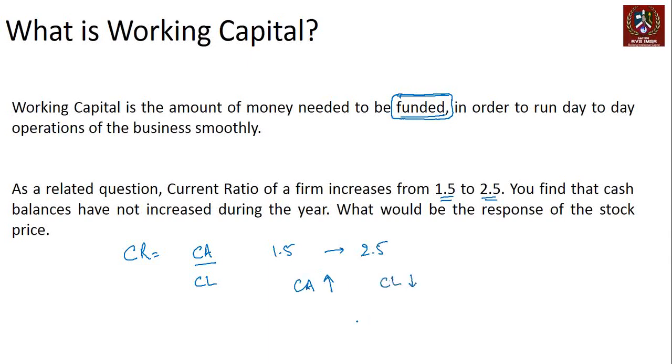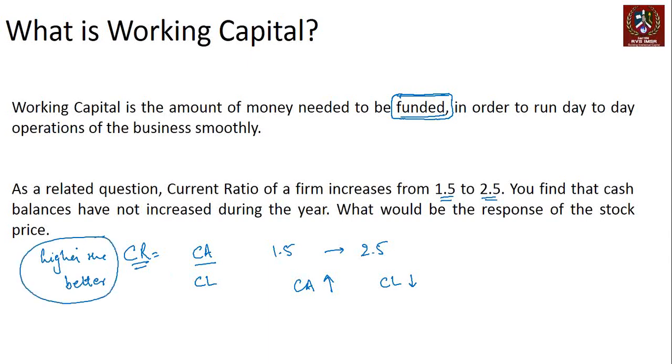Now, what should be the response of the stock price, the share price of the company? Should it treat that as positive? Should it treat that as a negative event? Now, conventional analysis tells us that current ratio should be higher. Higher the better. That's what conventional analysis tells us. But that does not tell us the entire picture, right?